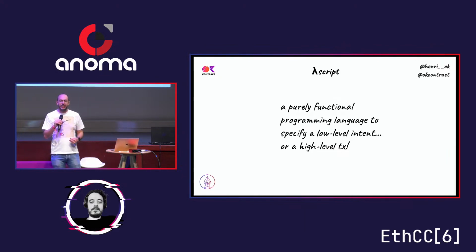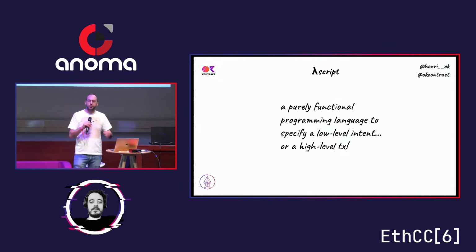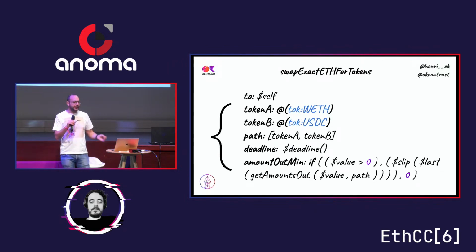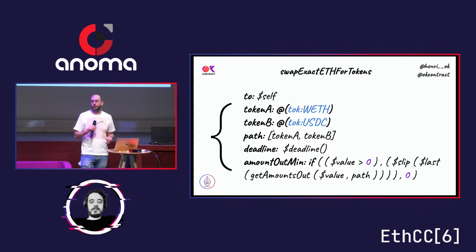But basically, if the intent to swap X A tokens to Y B tokens is very, very high level, what we want to specify is an intent. It's not 500 lines of JavaScript code. It's just an intent of the semantics of interacting with a given contract on a given method. So just to give you an example, this is the complete implementation in Lambda script for another method of the same Uniswap router, which is swap exact ETH for tokens, because this is a method that many of us know quite well.